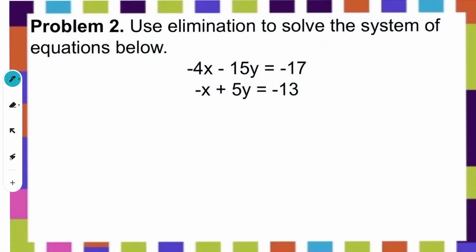Okay, so here goes your problem 2 of the day. Take a screenshot, write it down, solve it, and answer it in your classwork.